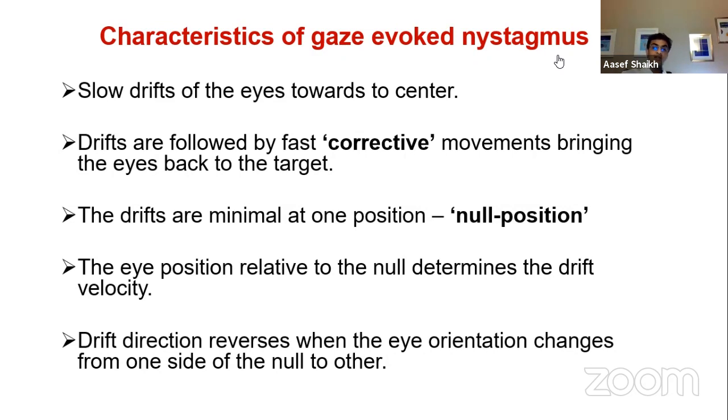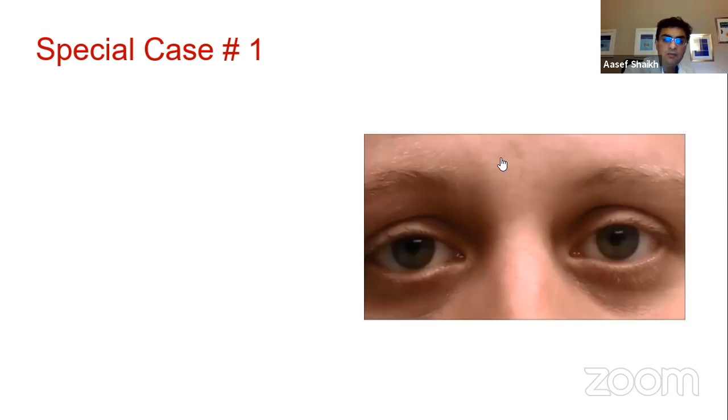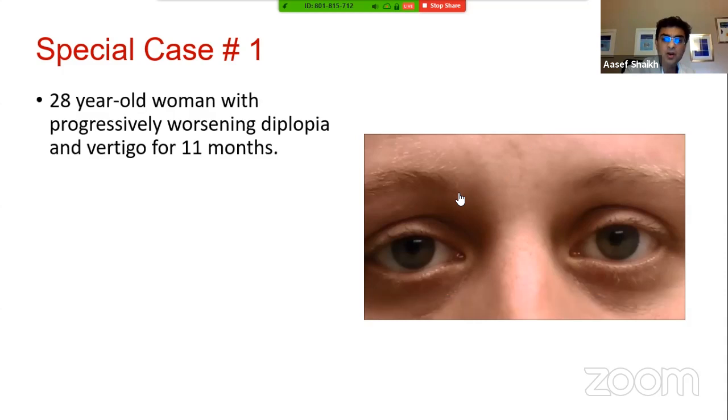With that, I want to ask you about something very special, case one. This is a woman who came with progressive worsening of diplopia and vertigo for about 11 months. I want you to focus on this video.